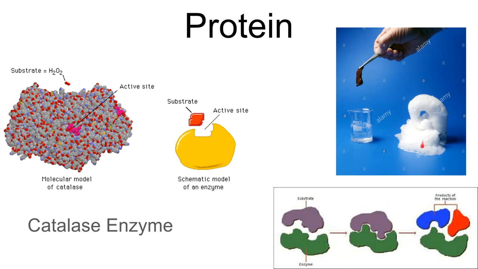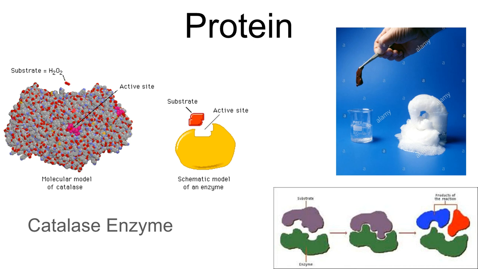Does this look very safe? Well, it's just oxygen gas, oxygen bubbles, and what's left behind is water. So the chemical formula for hydrogen peroxide is H2O2, two hydrogens and two oxygens. And this is what we call our substrate.